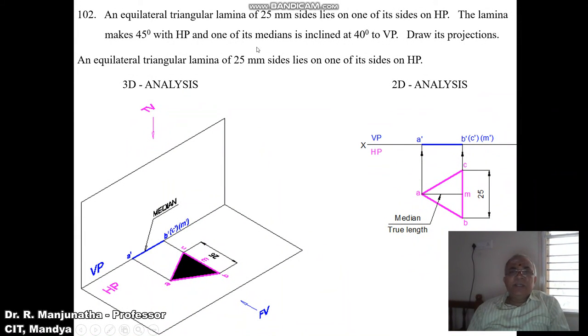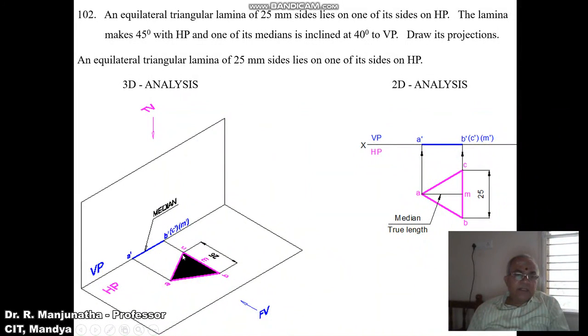And he says one of the medians is inclined at 40 degrees to VP. So median means a line drawn from a corner to the midpoint of the opposite side. So that median has to be parallel to HP. So we can consider this median, that is a dash m dash, in bracket, because AM is the one which is the median.